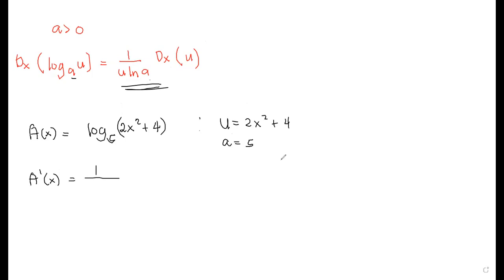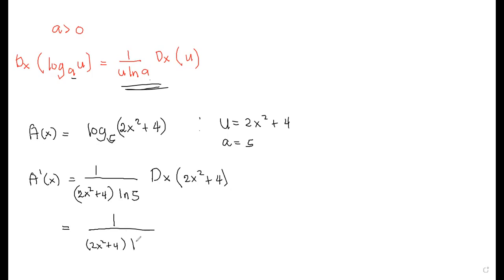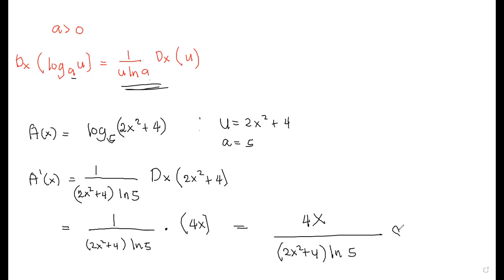We have 1 over u, which is 2x squared plus 4, times ln 5, times the derivative of u, 2x squared plus 4. Agree? And then what is the derivative of 2x squared plus 4? So I'm just going to rewrite it: 2x squared plus 4 times ln 5, times 4x. Good job, 4x. And if you wish to continue simplifying, you would have 4x over 2x squared plus 4 times ln 5. There you go. Easy.